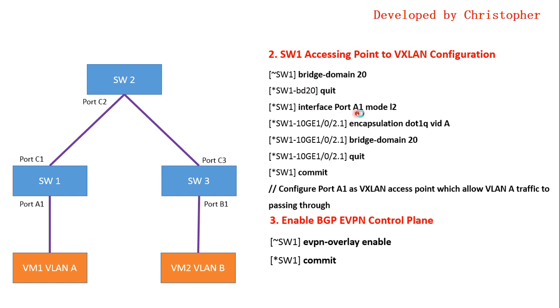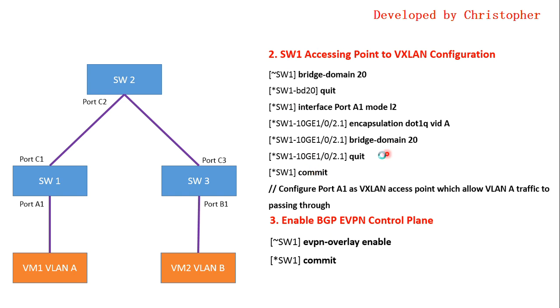Interface port A1 mode layer 2. Encapsulation dot1q VLAN A. Here the encapsulation, because VLAN has several encapsulations such as Q-in-Q, dot1q, tagged or untagged, several types, and you configure here a different encapsulation way. And then the bridge domain: attach them to bridge domain 20, and then quit, and then save.